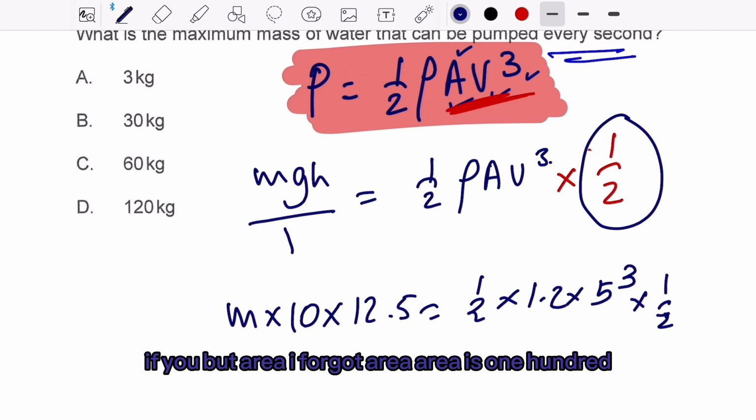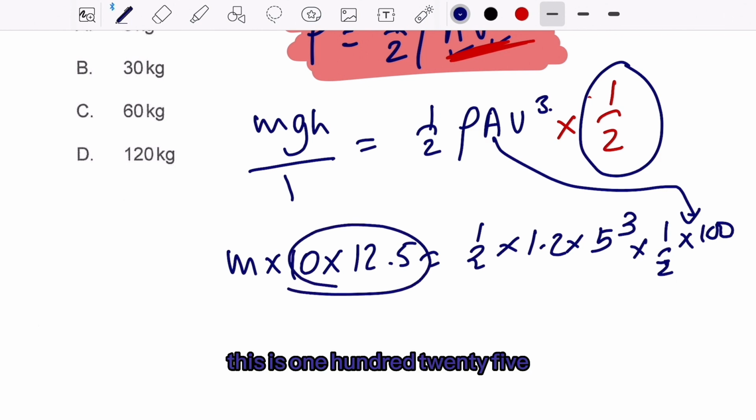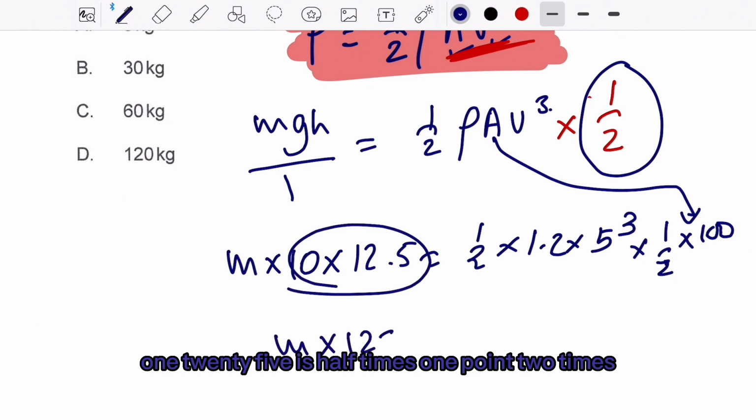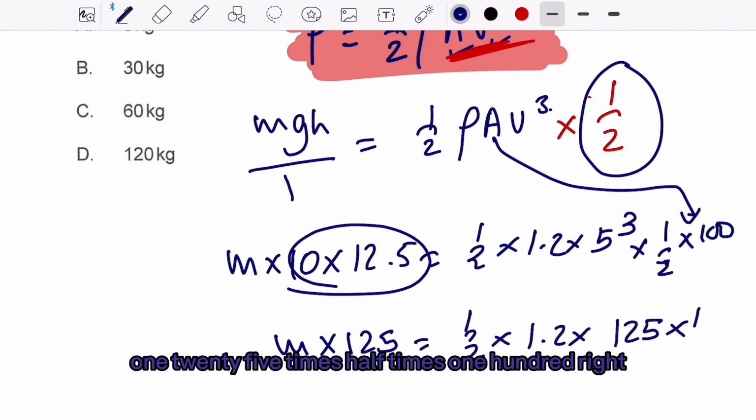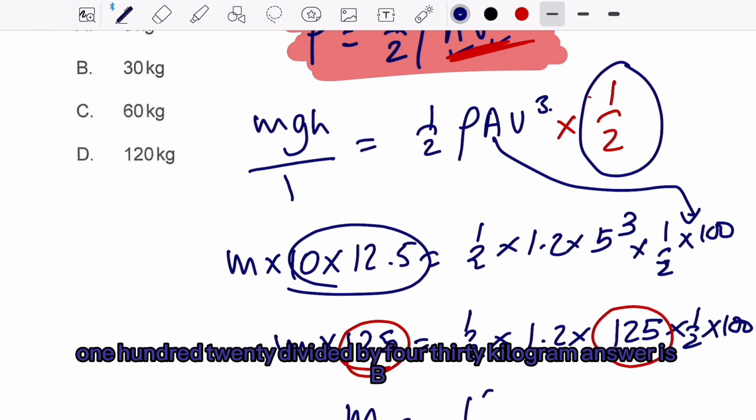But area, I forgot, area is 100. If you look at this one, this is 125. 125 is half times 1.2 times 125 times half times 100, right? This 125 cancelled by this one. m equals 120 divided by 4, 30 kilogram. Answer is B.